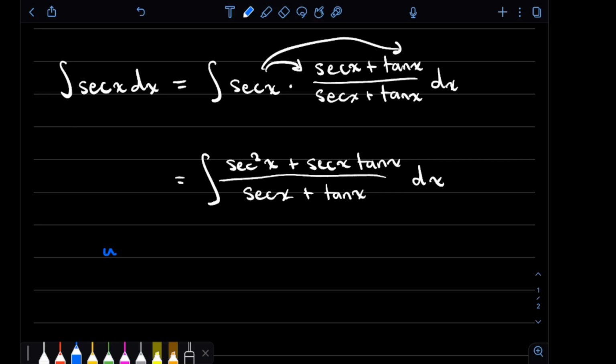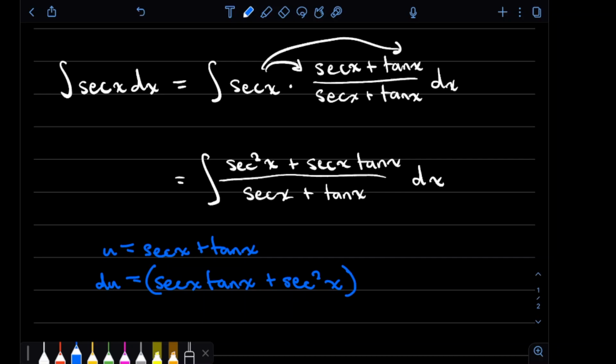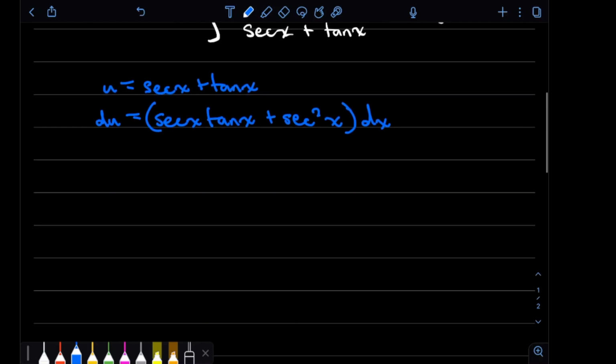So in blue, if I set u equals secant of x plus tangent of x, then if I take du here, we get the derivative of secant, that's going to be secant of x tangent of x, and the derivative of tangent of x is secant squared of x. And of course there's a dx attached to all that. And well, would you look at that, if you divide both sides, you solve for dx.